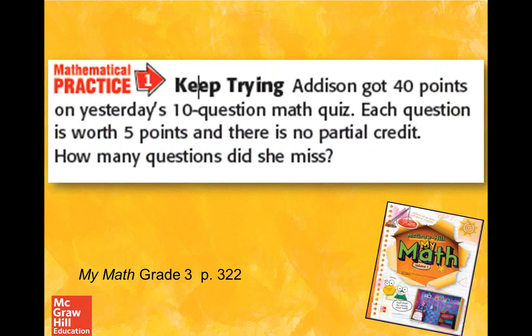In grade 3, here's an example. Addison got 40 points on yesterday's 10-question math quiz. Each question is worth 5 points, and there is no partial credit. How many questions did she miss?